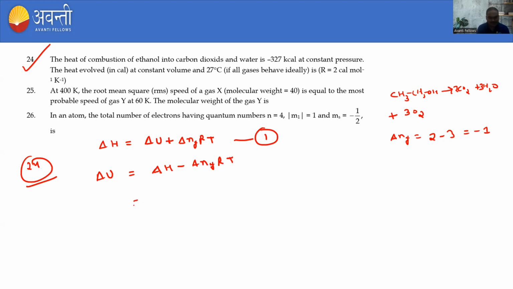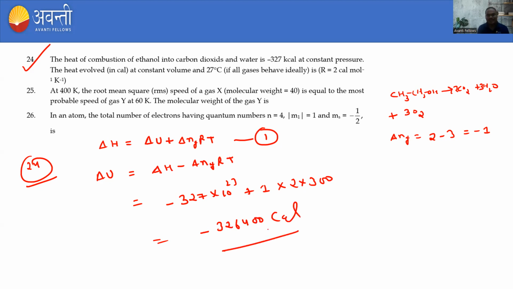Now, delta H is given, that is 327 into 10 raised to the power 3, and this comes out to be minus, minus become plus, so 1 into 2 into 300. So on solving you'll get the value like 326,400 calorie. So in calorie the value comes out to be this. ठीक है, तो सबको समझ आ गया ये वाला? Good. Now move to the next question, that is question number 25.